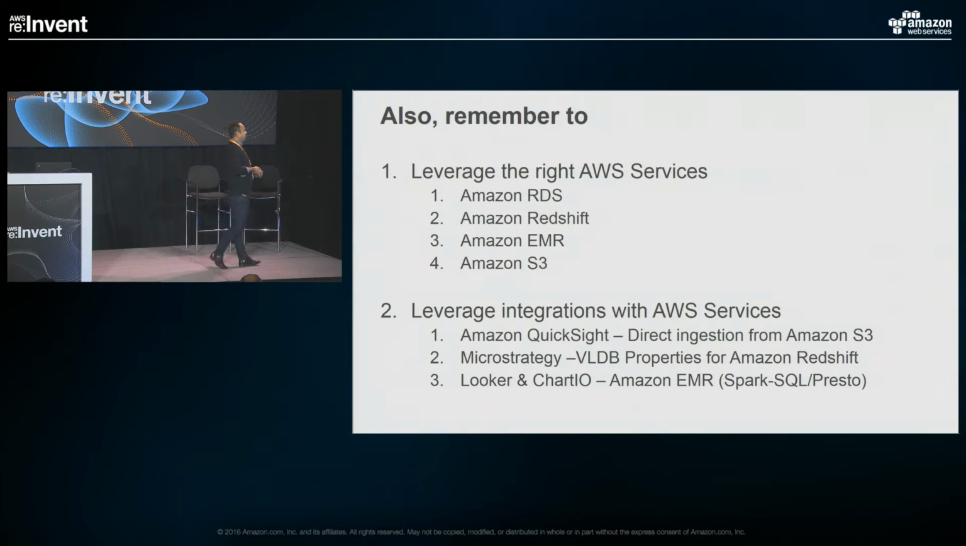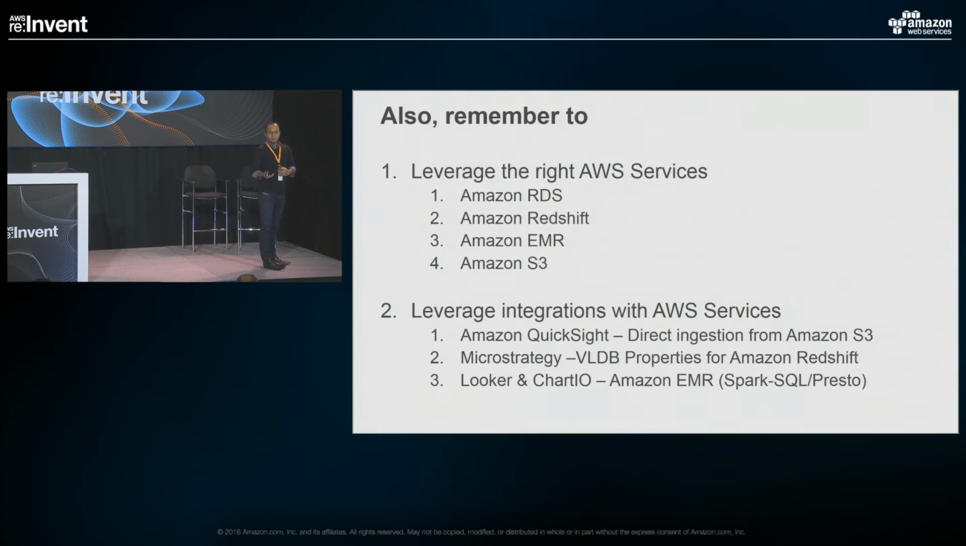And second, you could leverage multiple integrations. For example, MicroStrategy provides VLDB properties for Redshift, where you can use those properties to customize how MicroStrategy generates, for example, the queries which run on Redshift, so you get the result set faster and better. And Looker or Chart.io support integration with Spark SQL via JDBC, or Amazon Aurora for that matter. So you can use those databases also in conjunction with anything else you're using.